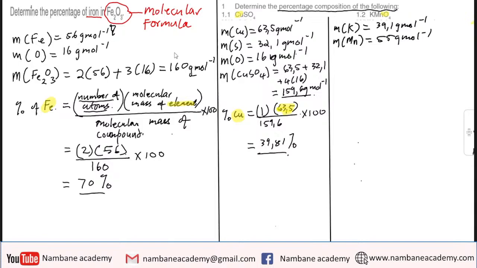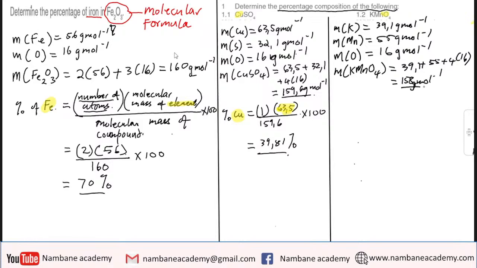Grams per mole. And then we have oxygen. M of oxygen is just 16 grams per mole. Then what must we do? Calculate the total of KMnO4. That will now be 39.1 plus 55 plus 4 multiplied by 16. This will give you something like 158 grams per mole.